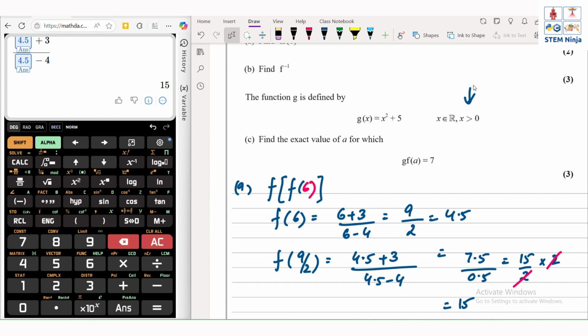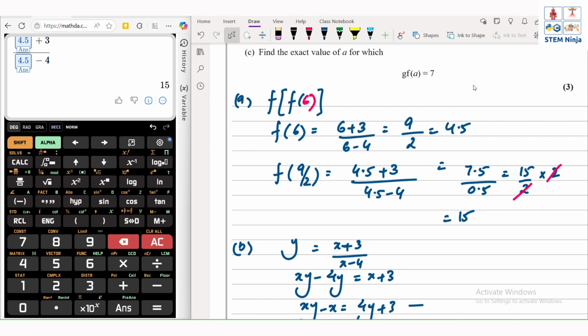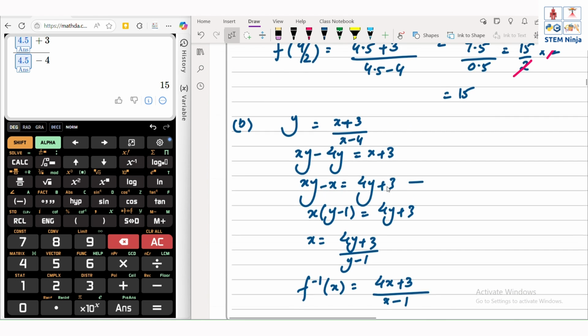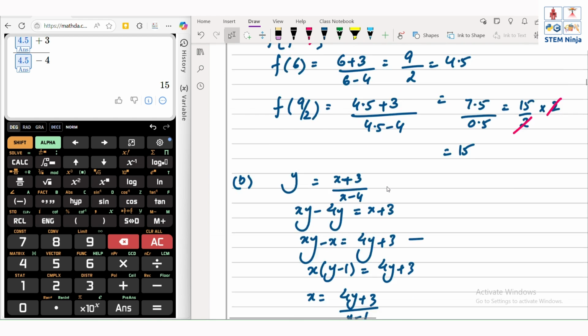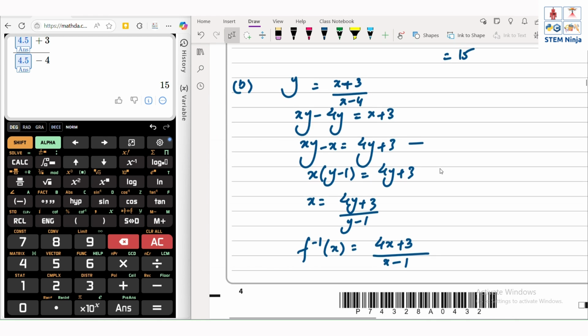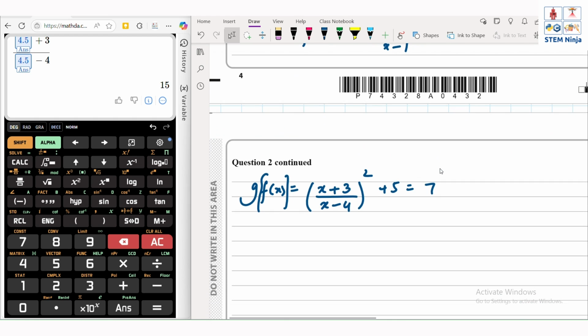So first off, we need to find the function of a function, or the composite function, g f of x, which basically means that instead of x squared, we're going to plug in f of x squared. So ((x plus 3) divided by (x minus 4)) whole squared, plus 5, equals 7.